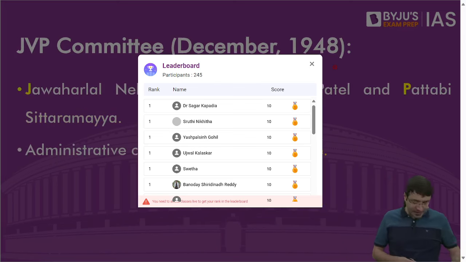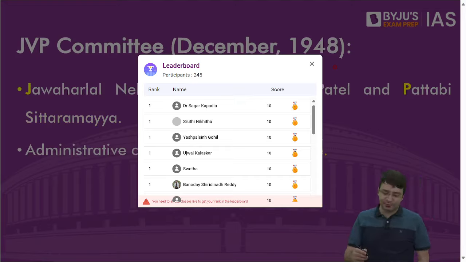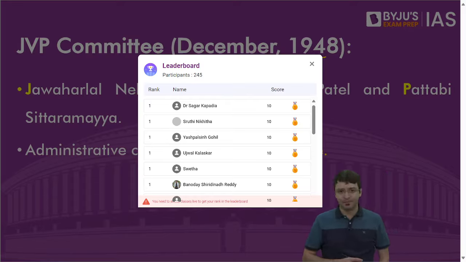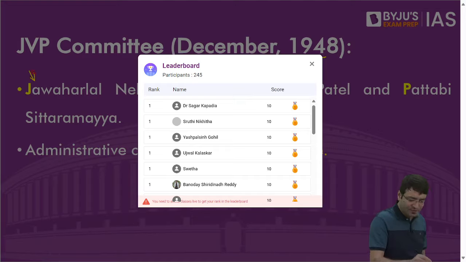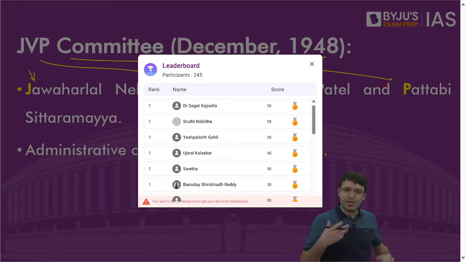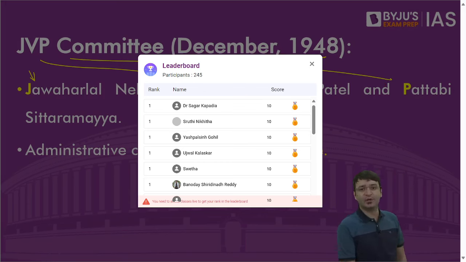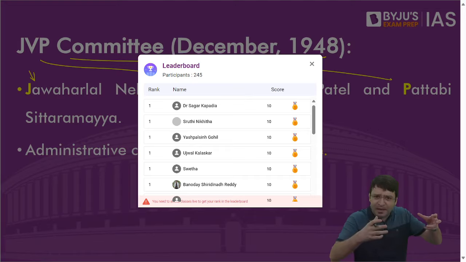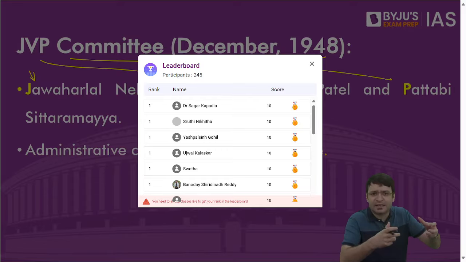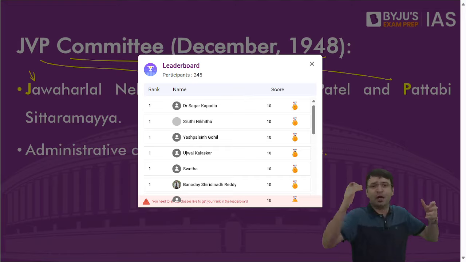A few months later, another commission was set up in December 1948, known as the JVP Committee. It is an acronym. J stands for Jawaharlal Nehru, V for Sardar Vallabhbhai Patel, P for Pattabhi Sitaramayya. These were the three individuals who were part of this committee. They had to decide how to reorganize this country. The JVP Committee also reiterated: don't create states in the name of language, because that is going to be another reason for partition. Create states on the basis of administrative convenience. Create states of such magnitude that it becomes easy to govern them. They should not be too small, and not too large.